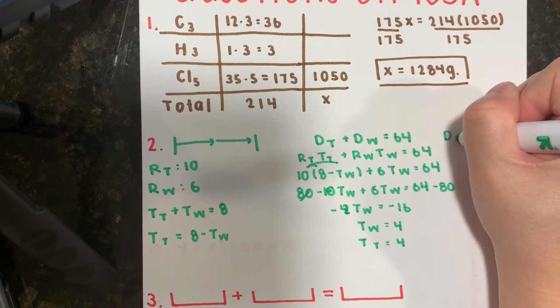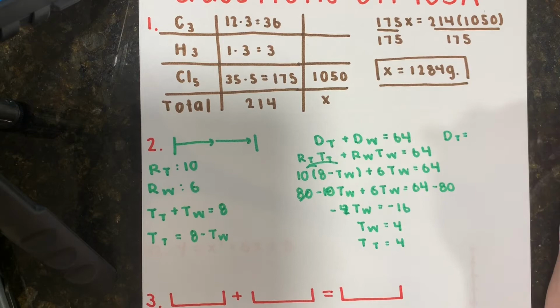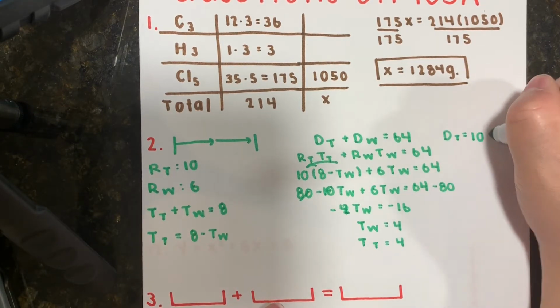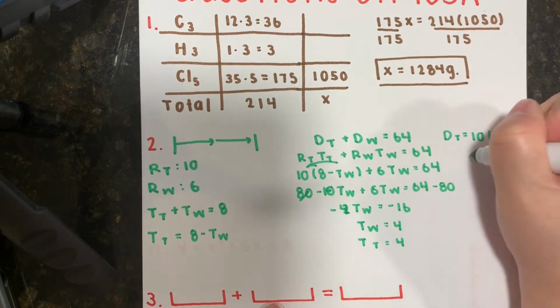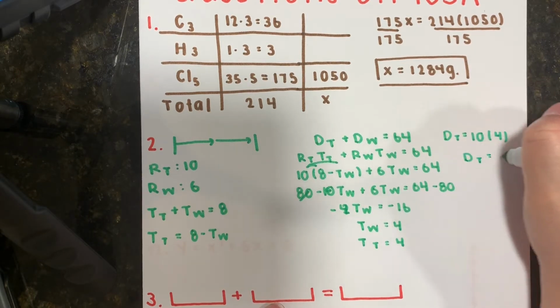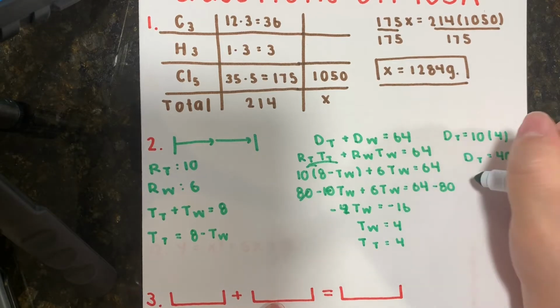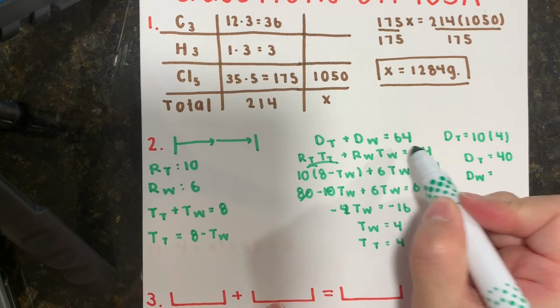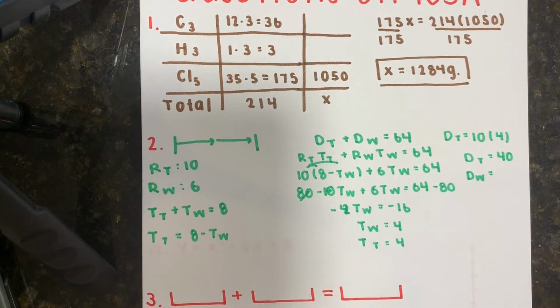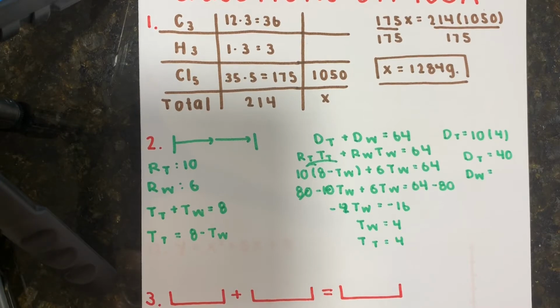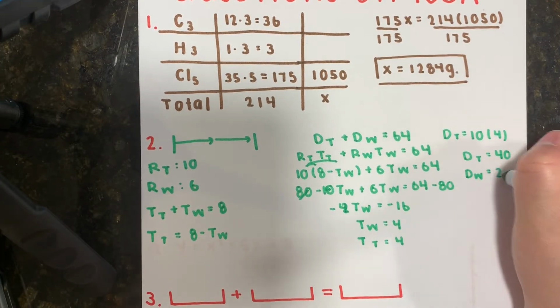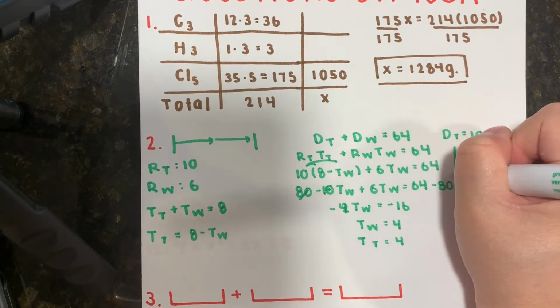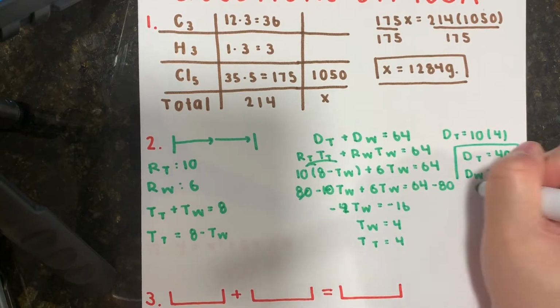So the distance of the trotting would be equal to the rate of trotting times time of trotting. So our rate of trotting was 10, and our time of trotting was 4, which means that the distance of trotting would be 40. Now I need to know the distance that they walked, and if the total distance was 64 and she trotted for 40 miles, then 64 minus 40 would give us 24. So we know the distance that they trotted and the distance that they walked.